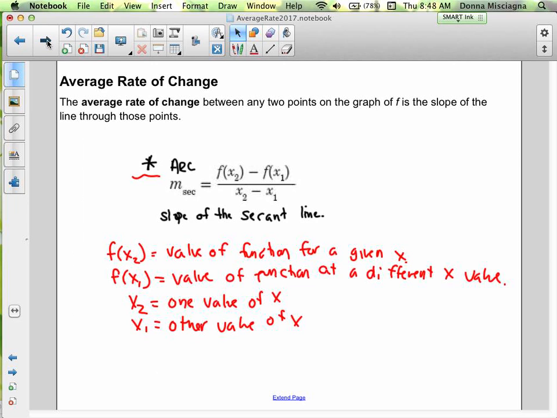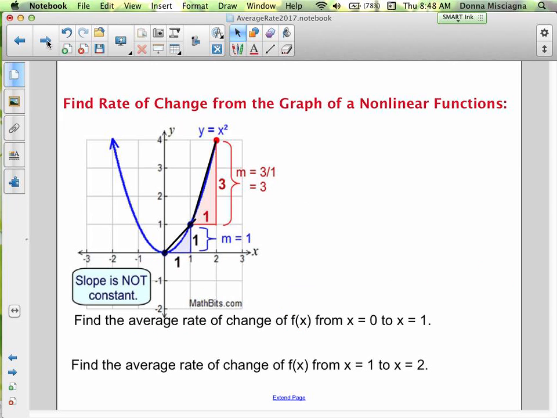All right, so let's look at a problem. This one is not in the notes, right? No, this one's not in the notes. So find the rate of change from the graph of a nonlinear function. All right, so here we're looking at the rate of change from f of x from 0 to 1. All right, so we're literally finding the slope of this secant line here, this black line. Here, I can make it green now. That green line. All right, so it's approximating the slope of the function itself.